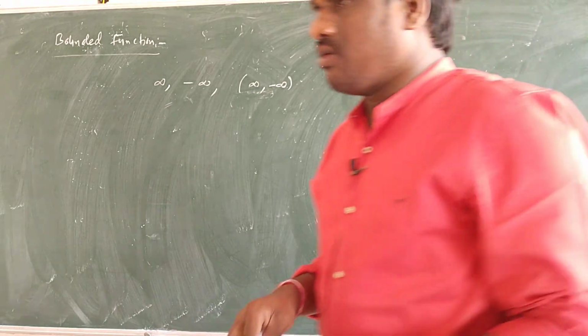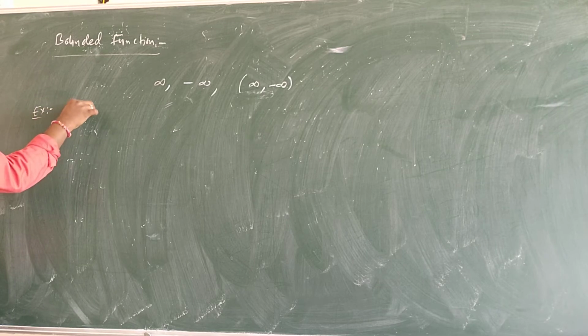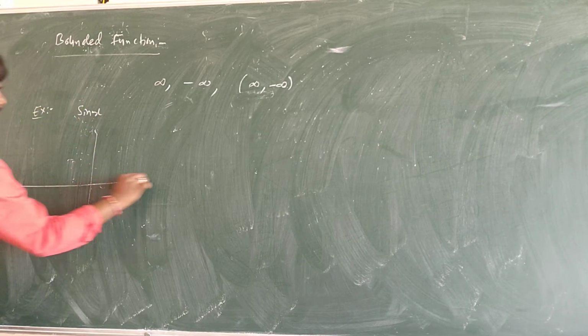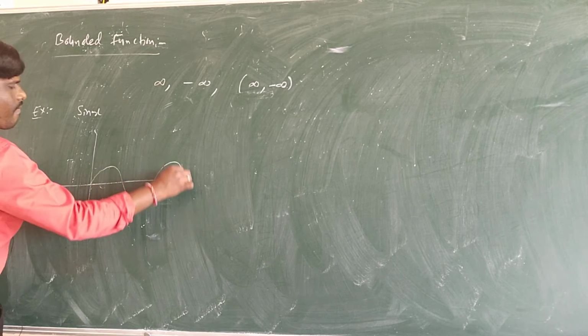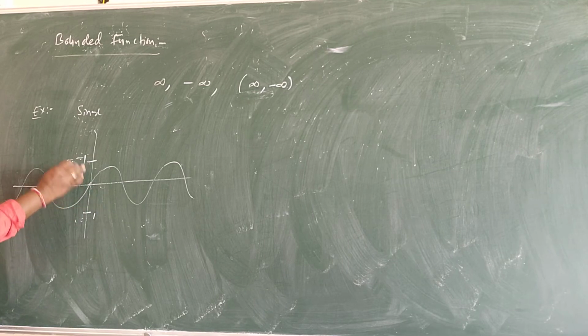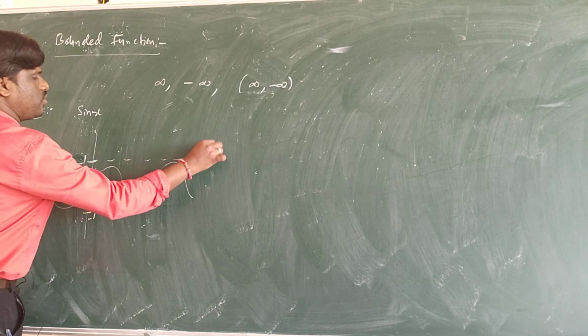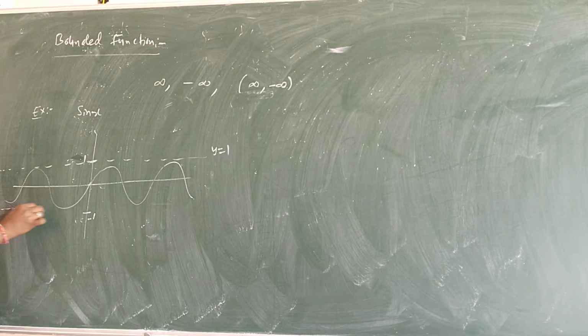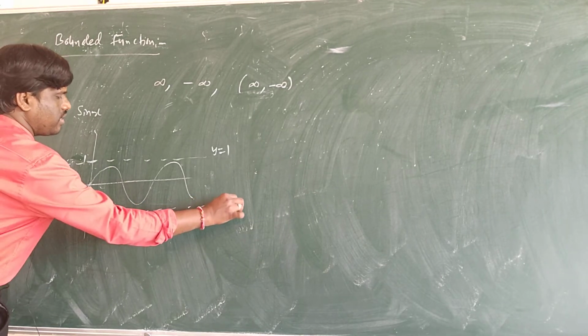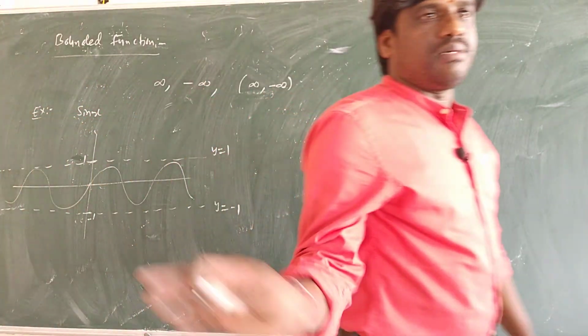Okay, now let us see the example here. If I take the sin x function, what is the graph of sin x? The sin x graph will be like this. What is the range here? Minus 1 to plus 1. If I draw a line y equals 1 and a line y equals minus 1, the graph of the entire sin x function is between the two lines. So such a function is called a bounded function.